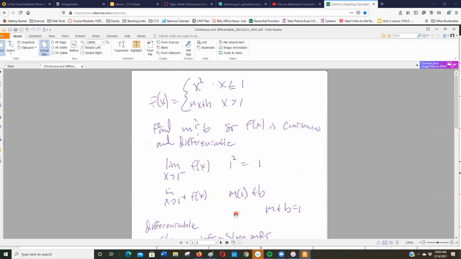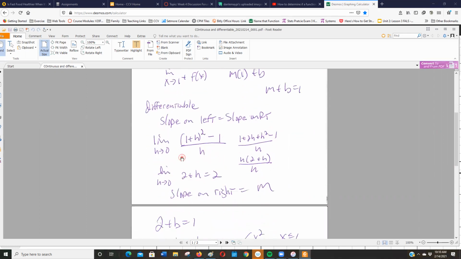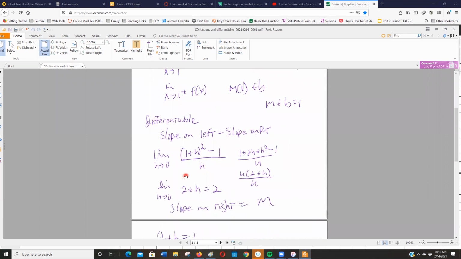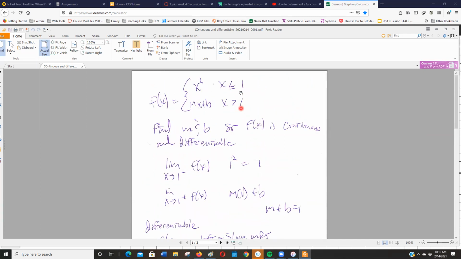So that's one equation. And if it's just continuity we're looking for, they give you some other values that you can play with. But if I'm looking for something that's continuous and differentiable, the slope on the left has to be the same as the slope on the right. And right now, you have a license to take a limit, use one of those definitions of a derivative to find the slope. So I chose to use the limit of f of a plus h minus f of a, all over h. And I plugged in 1 because that's what we care about, when x equals 1.